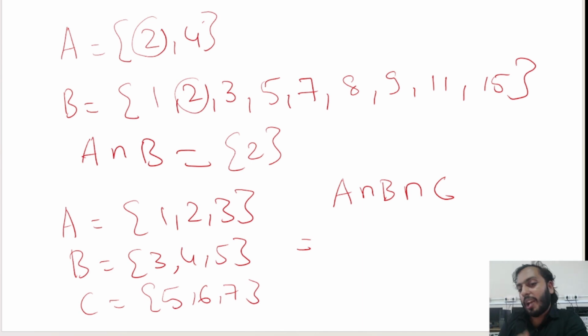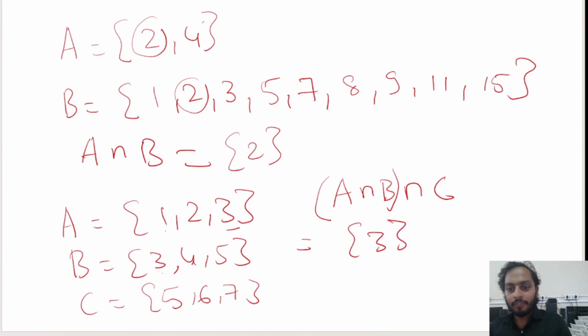But I told you at the time of union: take two at a time first. You can choose any two in the God given order. Take two at a time, find common, and then go with the next one. Right? So here is A intersection B. What is common? One is here, one is not here. Two is here, two is not here. Three and three. Only three is common. That is my answer of A intersection B.